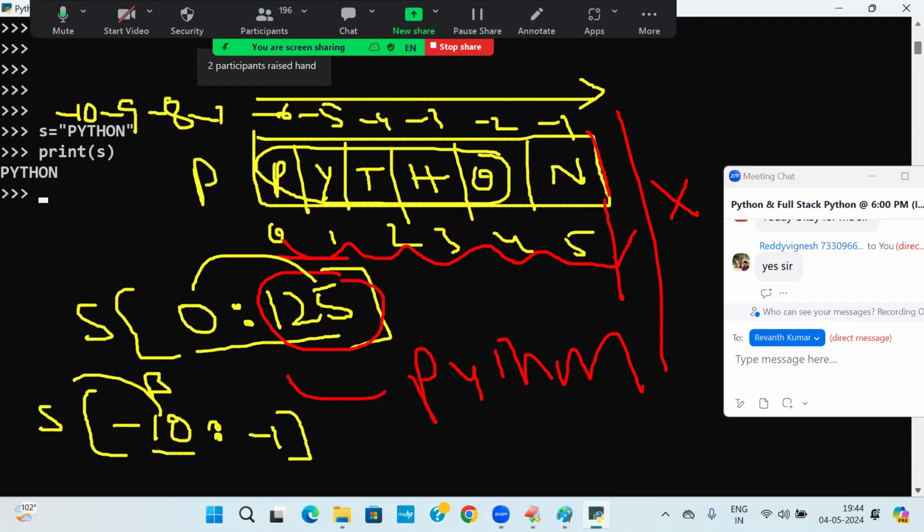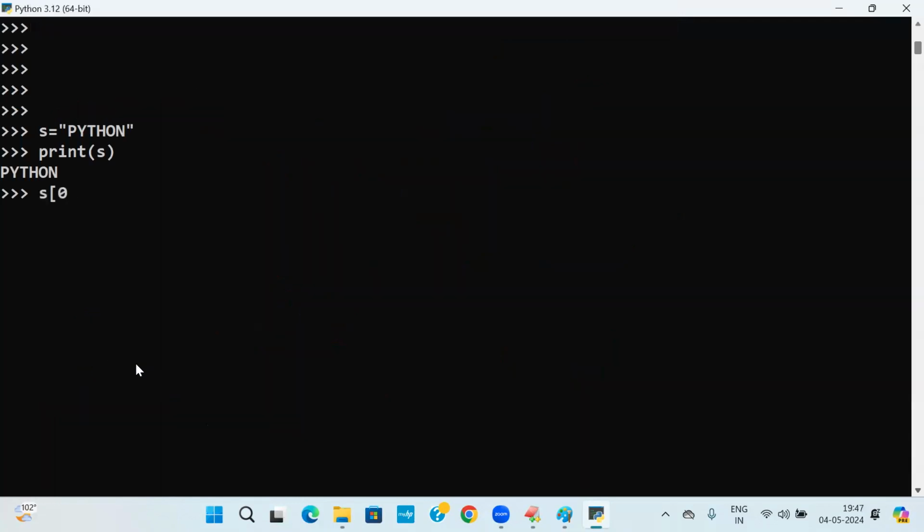Most important predicting models. S of 0 colon 125. See the answer. S of -10 colon -1. Answer is what? Python. Are you following? Now tell me, answer my question. Very complicated example. 2 to 1000.